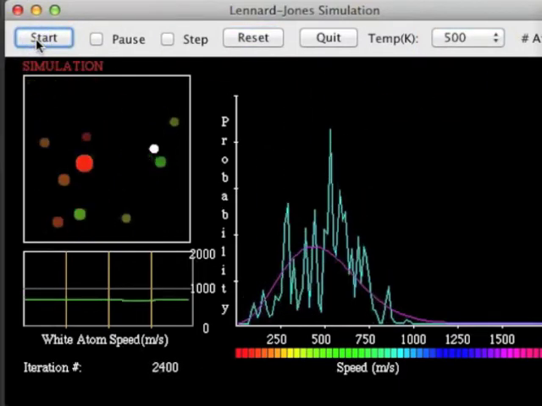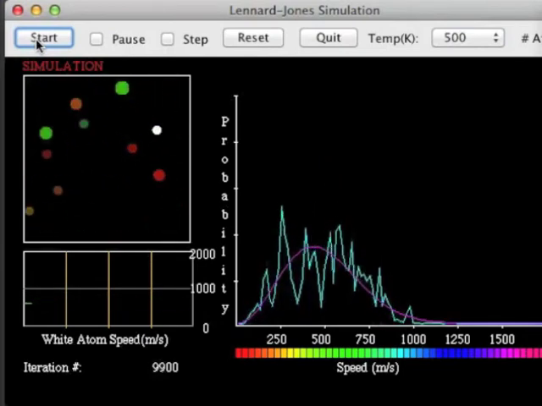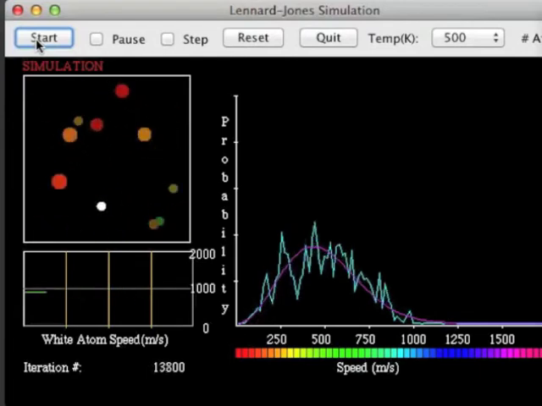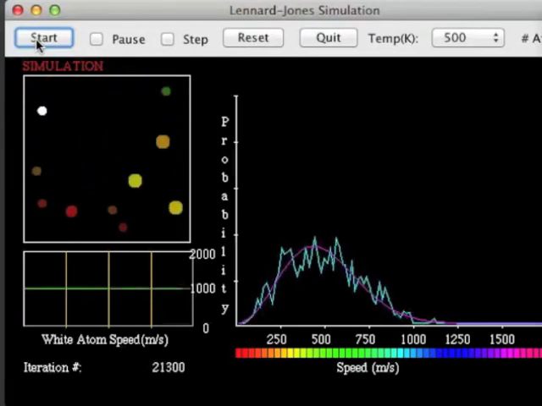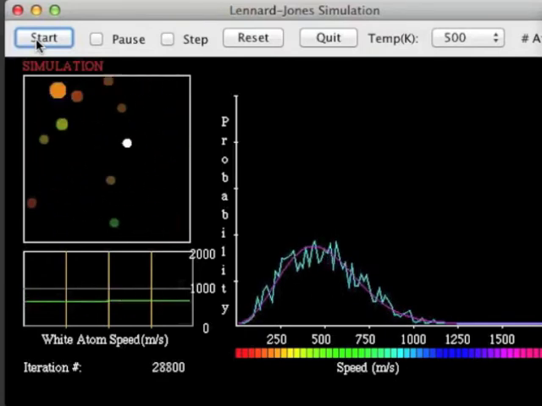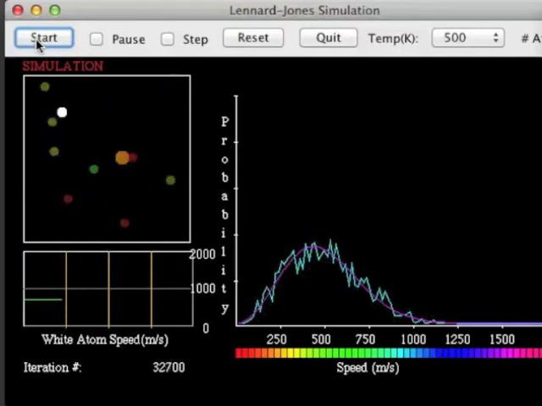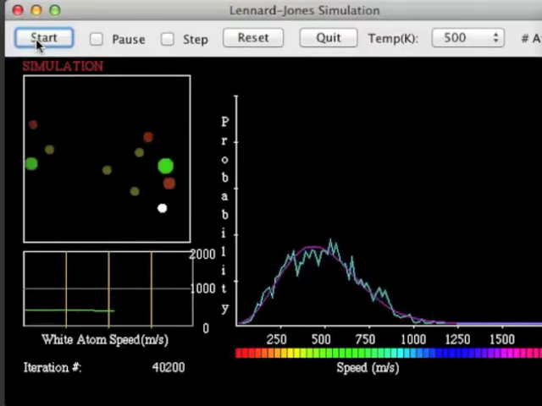Let's try it. We notice that the curve has flattened out and broadened, and the average kinetic energy, as one would expect, has increased. Now the particles are moving, on average, more rapidly, and they strike the sides of the container more frequently and with greater force. This increases the pressure of the gas within the container.